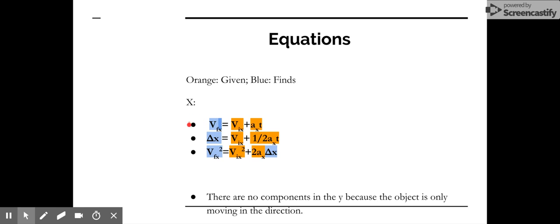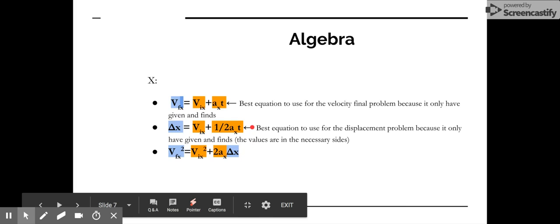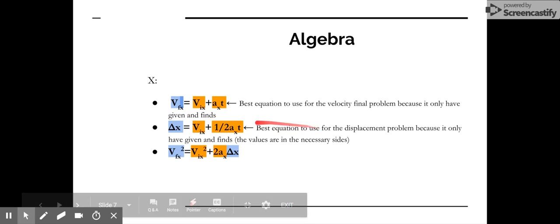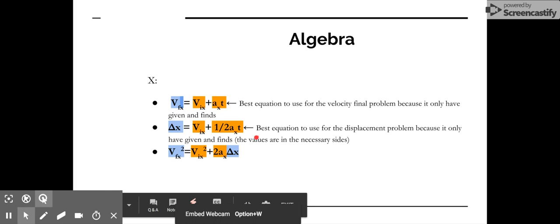And luckily, these two are in the correct order, in that the blue is on one side and the orange is on one side, so we can avoid manipulating the equation. However, with this one we would, but we need to figure out in the algebra step which equation we need to use to solve these problems. I believe that this is the best equation to use for the velocity final problem because it only has the givens and finds that are necessary to solve that problem. And then the best equation to use for displacement is this one because, again, it has only the givens and finds in the right side of the equation, no unnecessary extra information.